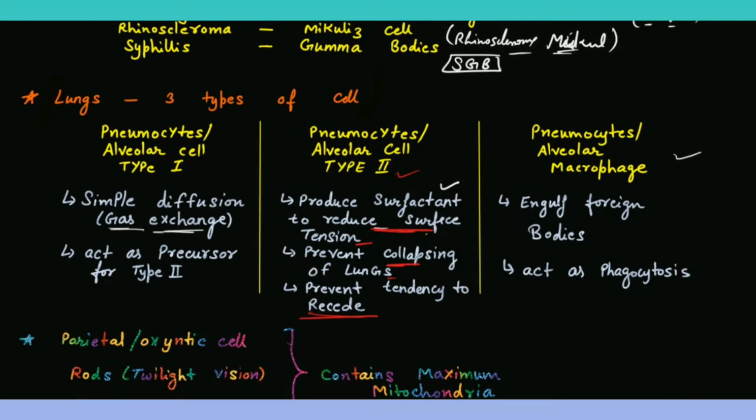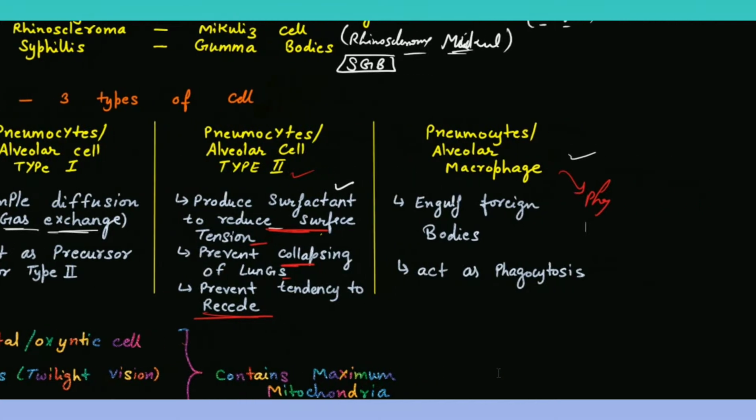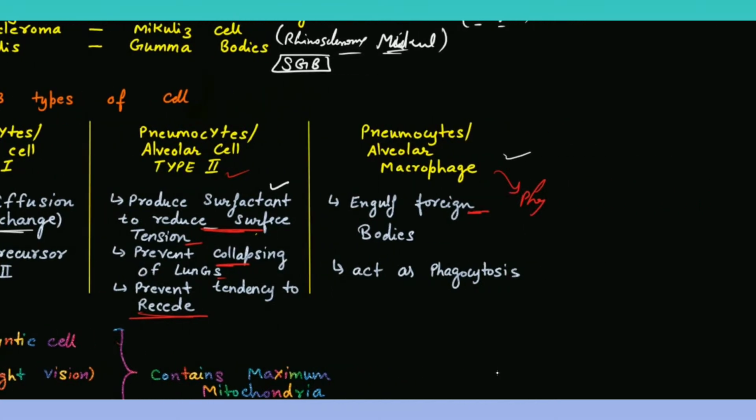Then the alveolar macrophage. We know that macrophages are involved in phagocytosis. Phagocytosis simply means, remember, they engulf foreign bodies. So if any foreign body comes, who will come? The alveolar macrophage will come.